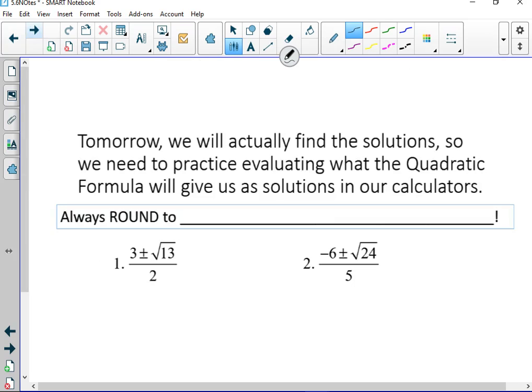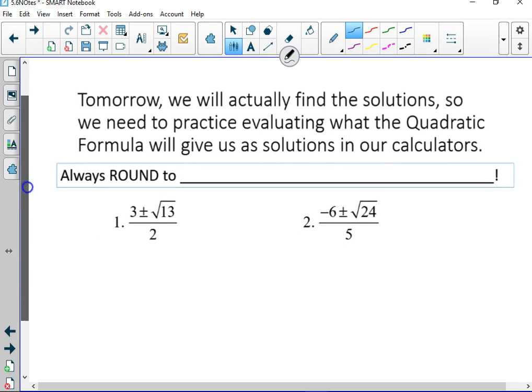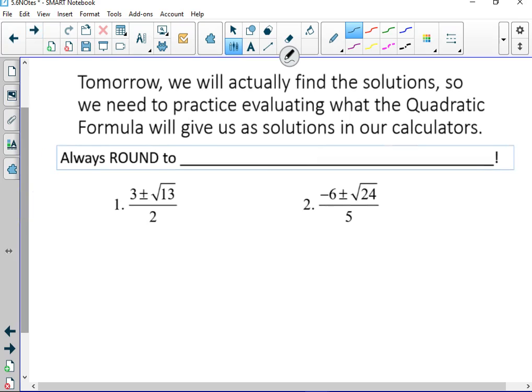Okay, that doesn't apply to us because it's functional. So, we're going to practice. Always round, okay? We're going to get decimals. So, unless you're told, just go ahead and always round to the 10th spot. Just round to the 10th place.